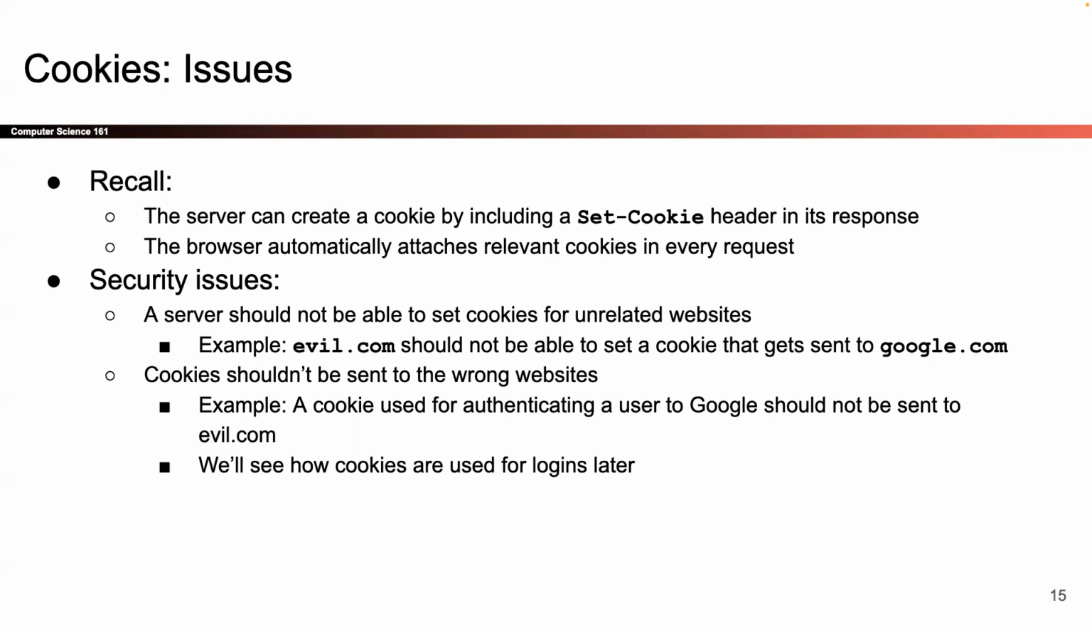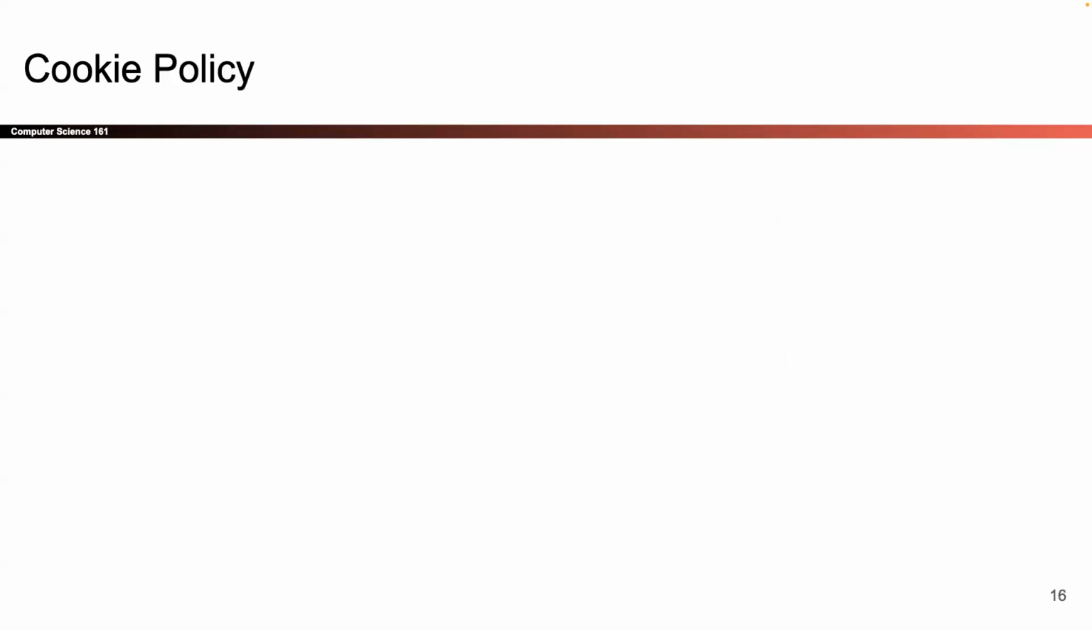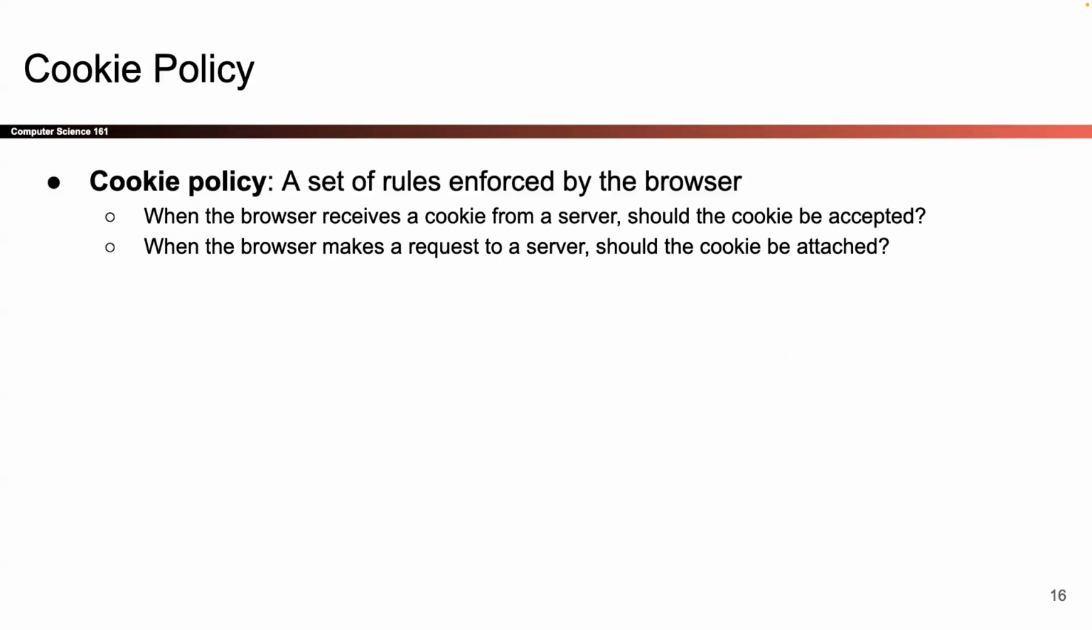If I have a cookie that has a secret from my bank account, it should really only be sent and attached to my bank account requests, not to any other requests. And also, if evil.com sends me a cookie, they should not be able to send me a cookie that affects other websites. They should only be able to send me cookies that affect their own website, evil.com, the website setting the cookie.